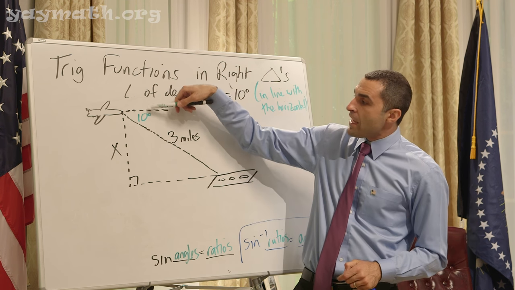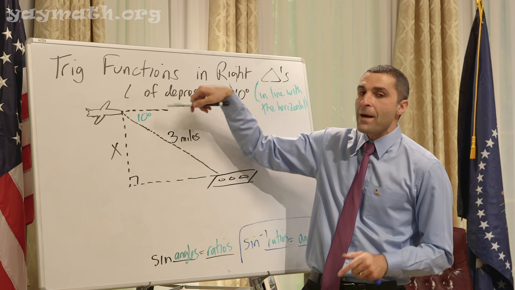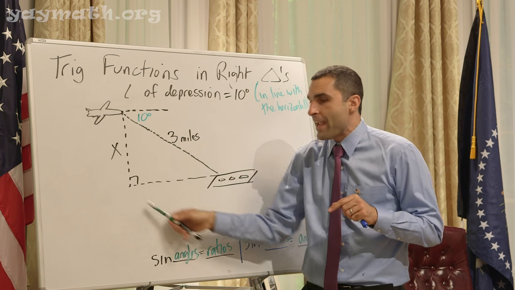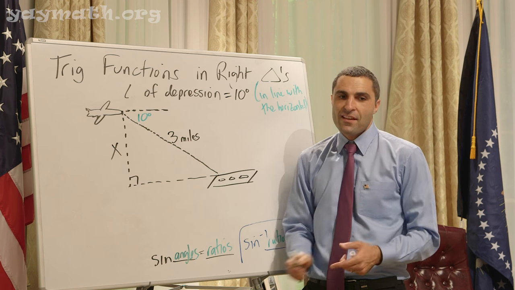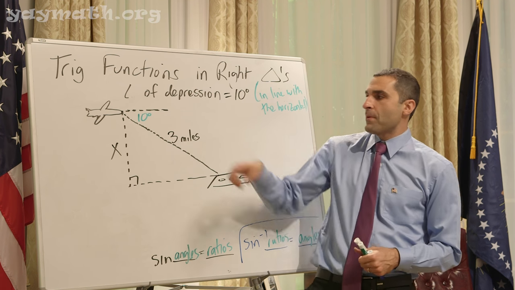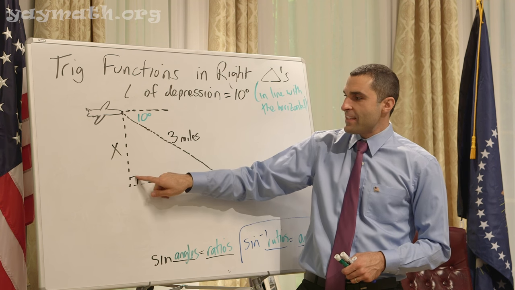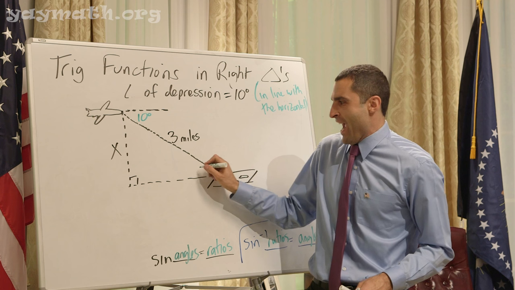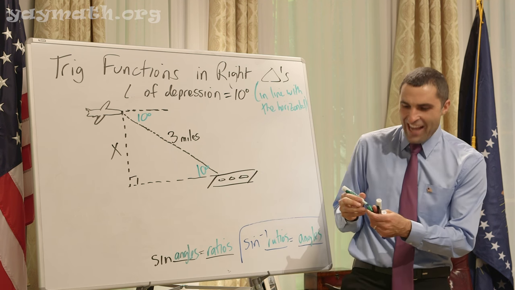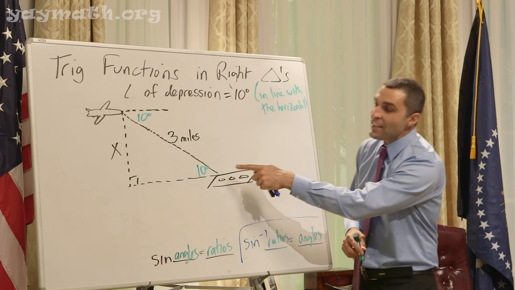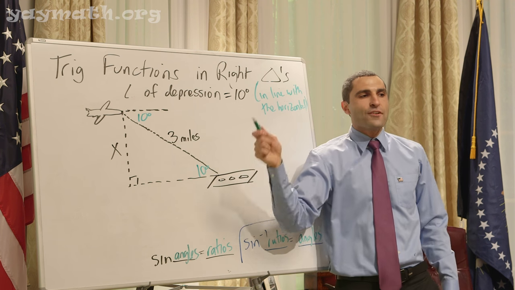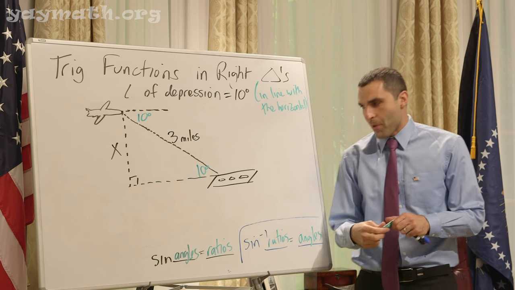Okay, so if this is 10 degrees, by what's called alternate interior angles, there's another angle in here that's 10 degrees. Tell me where to stop. Is it this one? No. Is it this one? No. Is it this one? Yes. All right, so that's 10 degrees. That's 3. That's X. Solve for X using SOHCAHTOA.